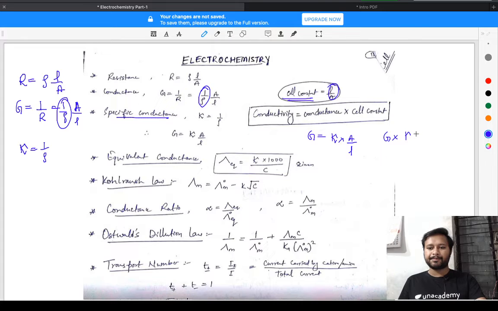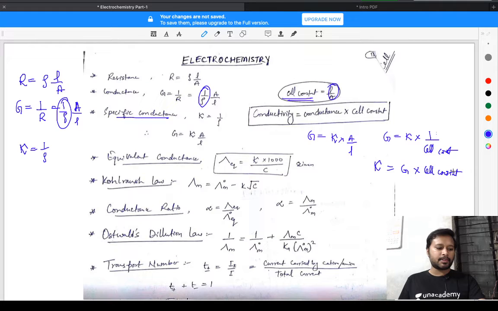So G is equal to kappa into 1 upon cell constant. Or I can write that your specific conductivity, kappa, is equal to conductance into cell constant. That comes out to be the first formula of your electrochemistry, from where you will at least get a 2-marker question. So conductivity is equal to conductance into cell constant.